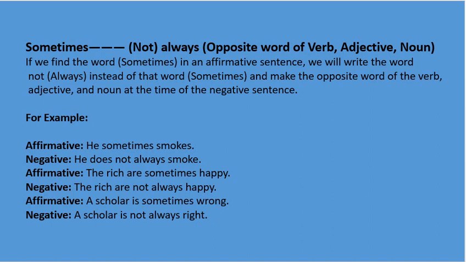Affirmative: He sometimes smokes. Negative: He does not always smoke. Affirmative: The rich are sometimes happy. Negative: The rich are not always happy. Affirmative: A scholar is sometimes wrong. Negative: A scholar is not always right.